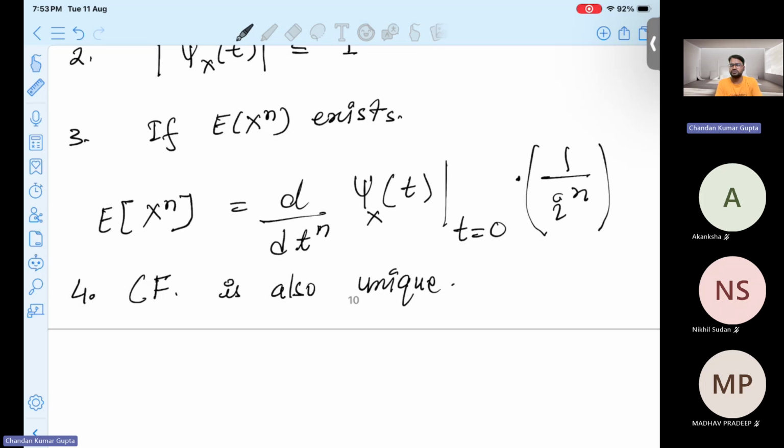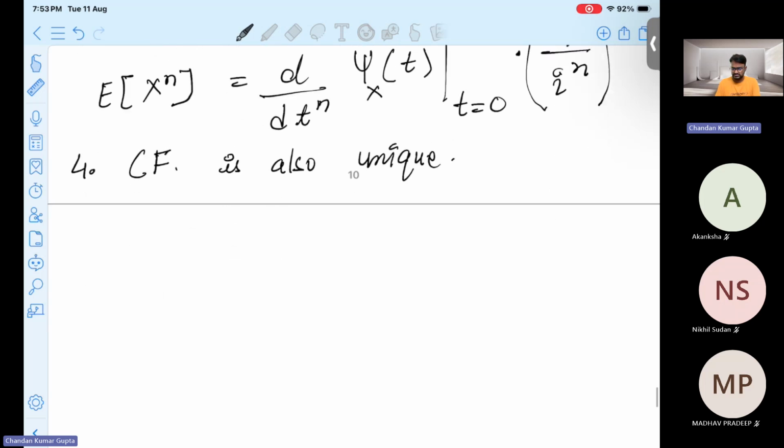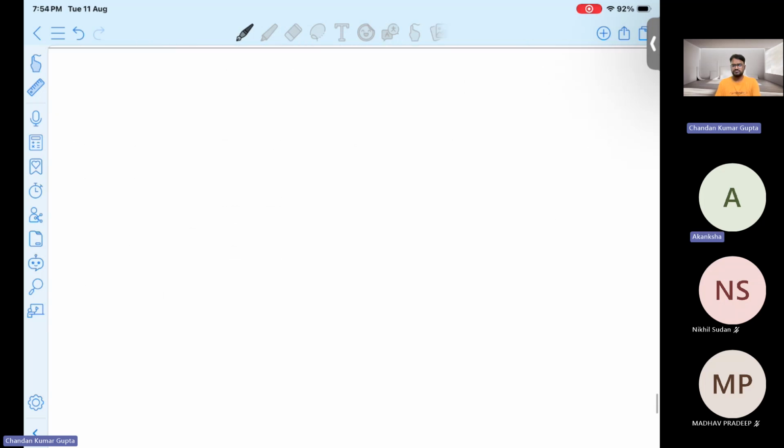If you have any doubt up to this point, you may ask. If not, then we will solve some numericals based on this topic. Any doubt? Am I audible now? Let me confirm at least this. Yes, sir. Okay, thank you. Then we will solve some numericals based on this.